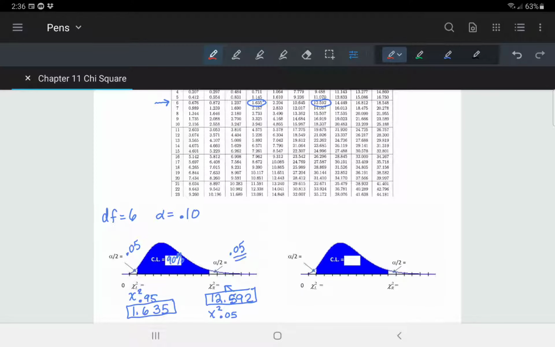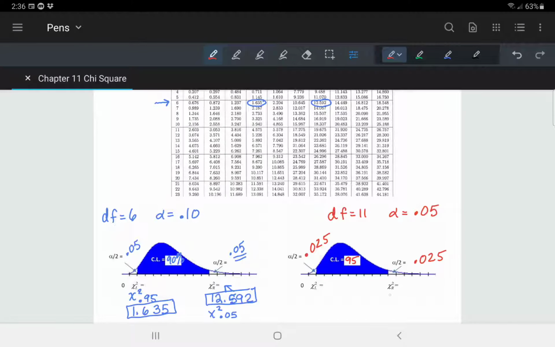Right? So let's try another one. Let's say the degrees of freedom are 11, and that our alpha is equal to our common 0.05. That means our confidence level inside of here would be 95%. So we'd have 5% to split among the two tails, so this would be 0.025, and over here as well, 0.025.